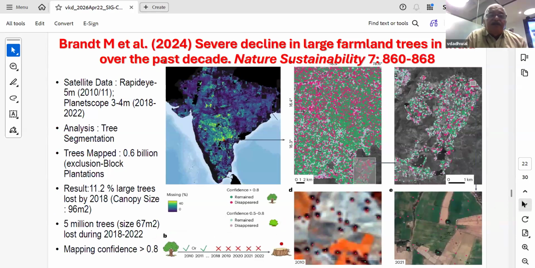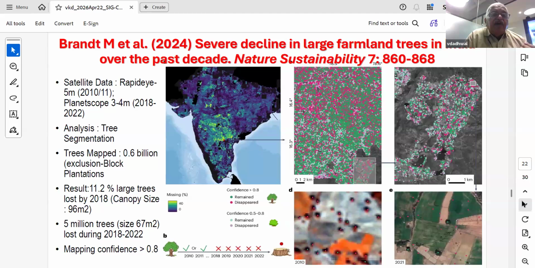This is another study which is again using high resolution data over 10 years and then using machine learning. So all big trees which have a canopy area of 30 square meters and above have been mapped.